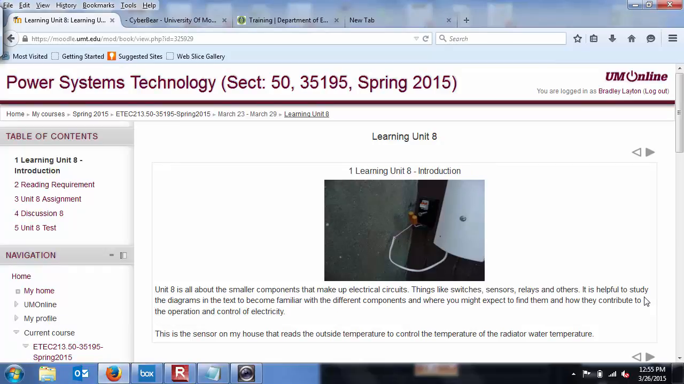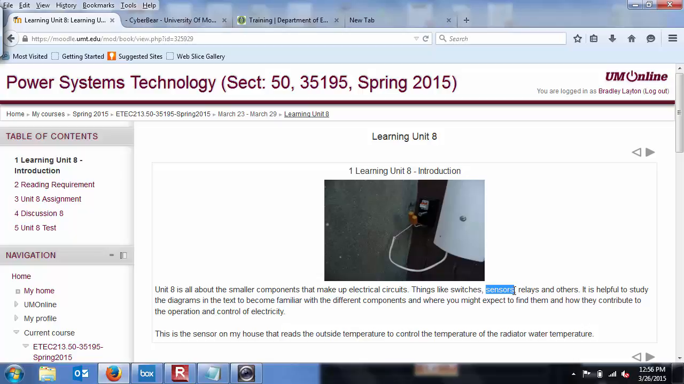Smaller components, electrical circuits. One way to think about this is that the stuff we've been doing up to now is mainly like the muscles in your body, and this stuff's more the brains, right? So both have to be functioning for the whole system or organism to work. Once we start to get into your smart grid, these are going to become even more important. When do things turn on? When do they turn off? So switches, that's just on-off.